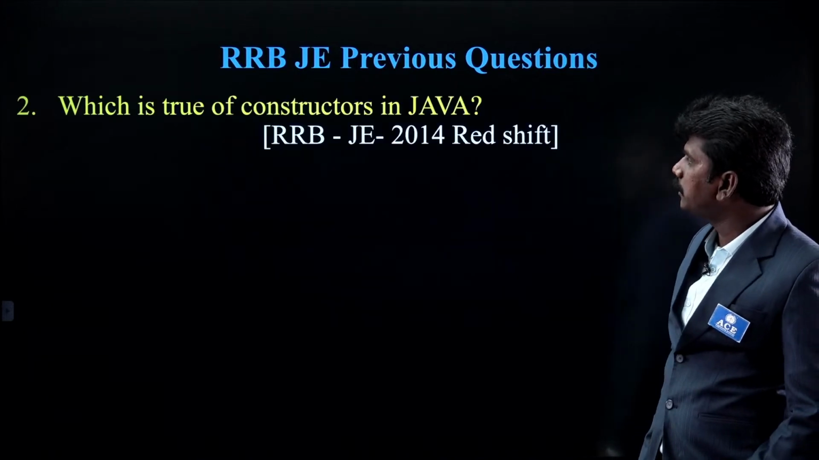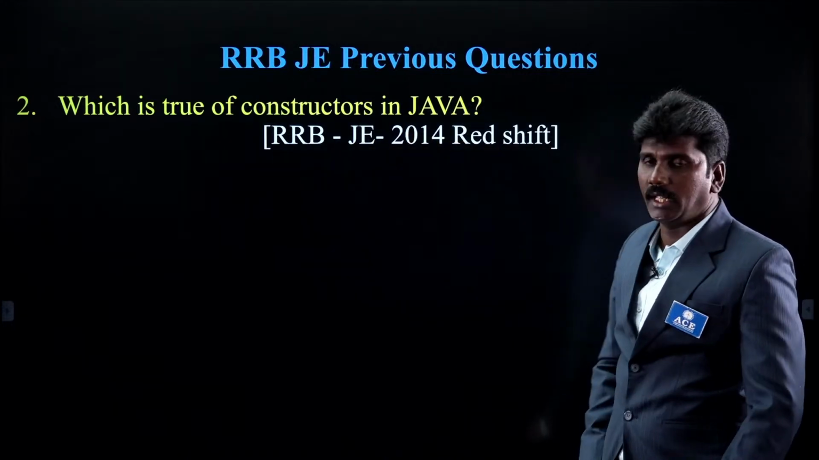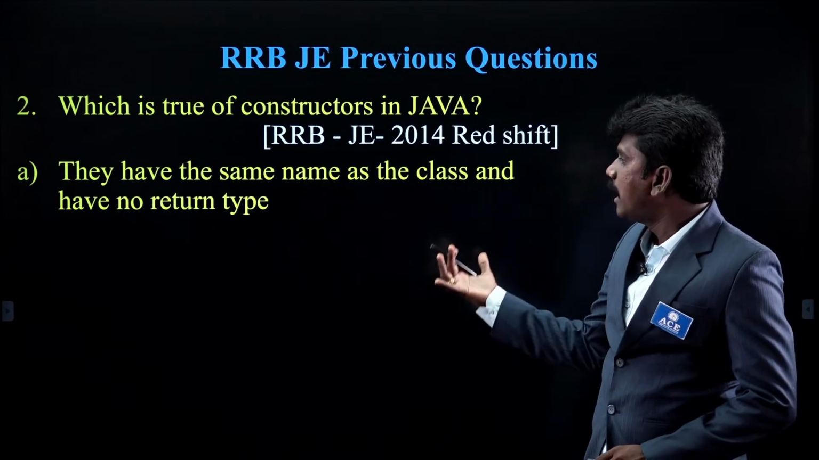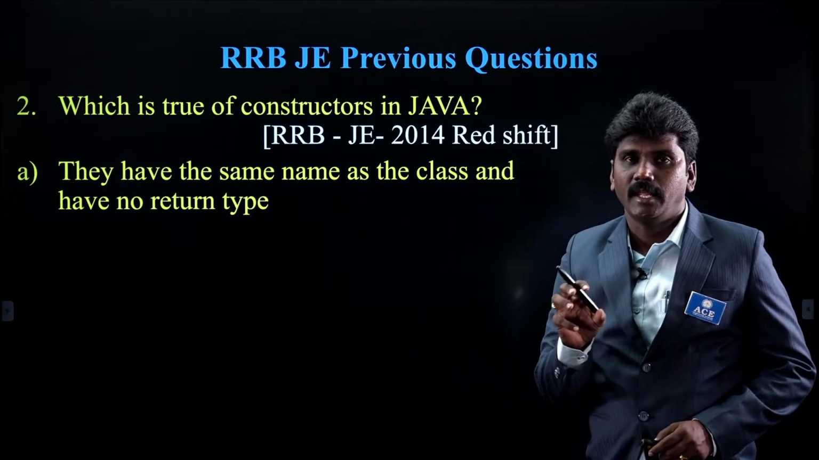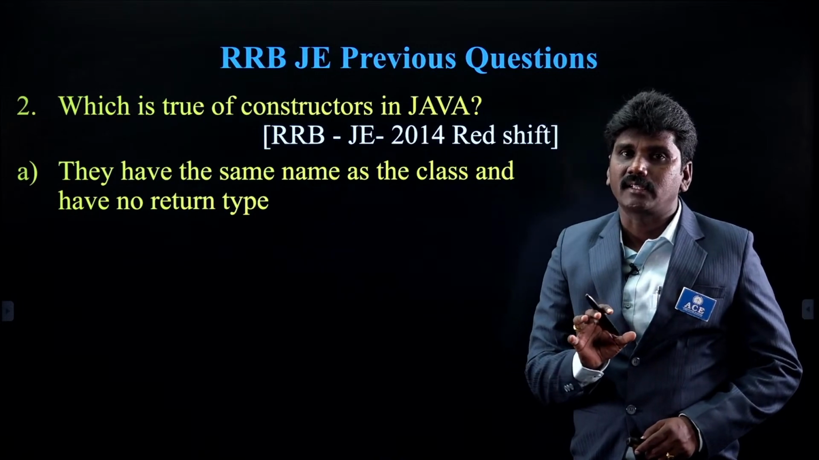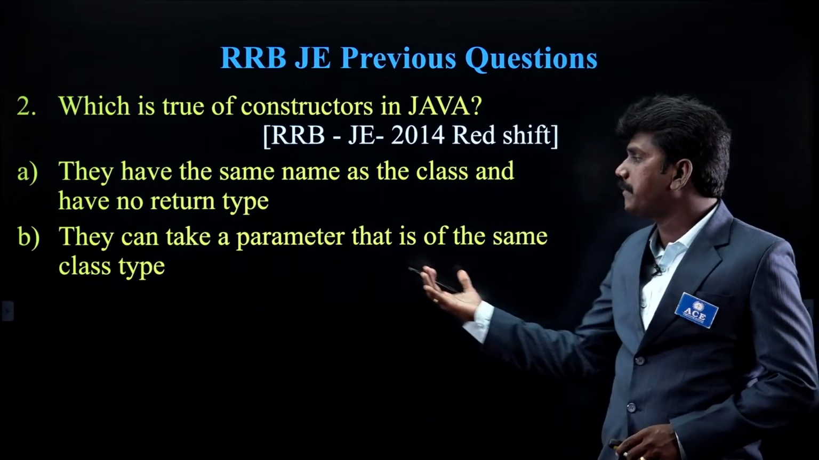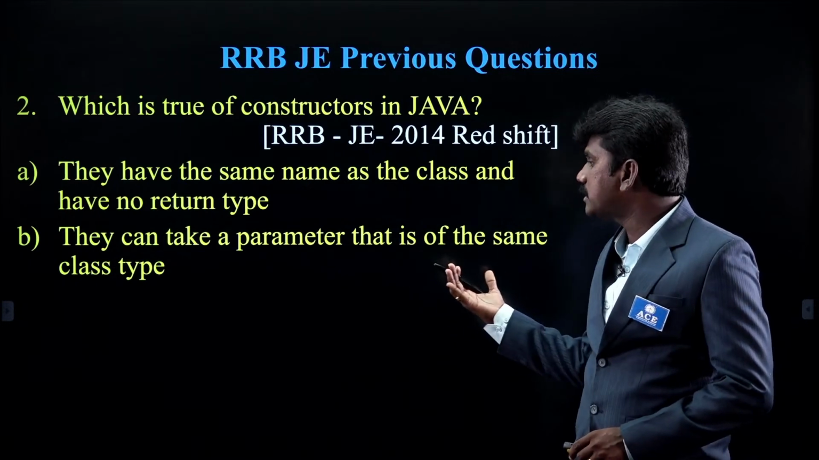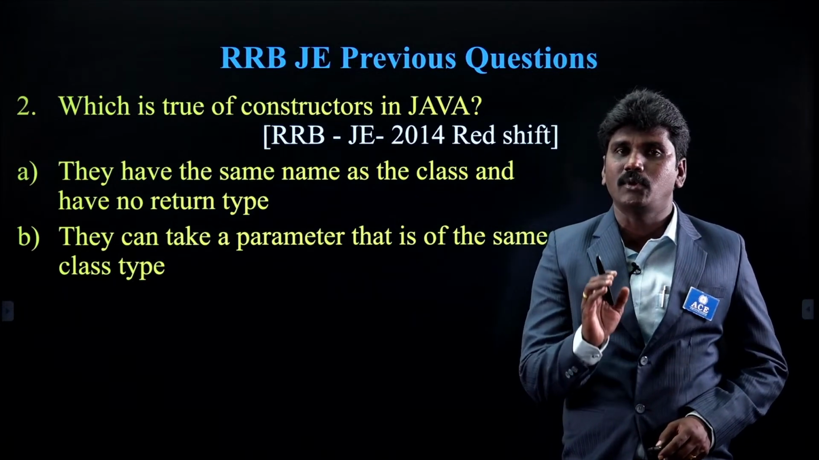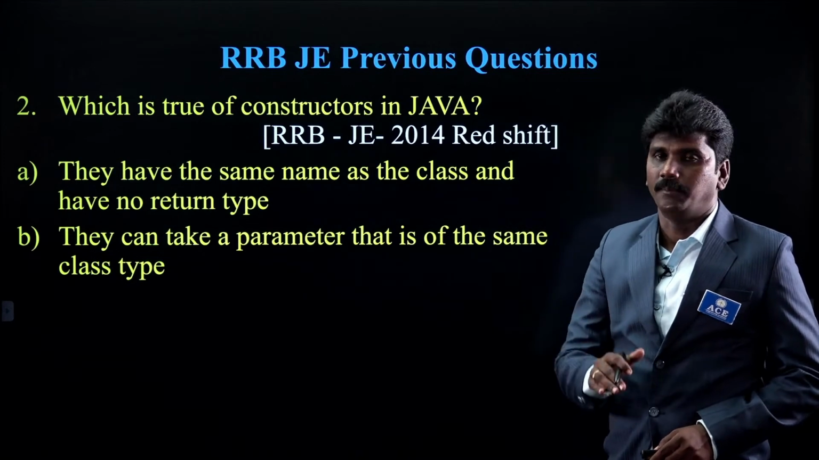Next, one more question related to constructors. Which is true of constructors in Java? RRB JE 2014, Red Shift, they have asked this question. The first option is, they have the same name as the class and have no return type. The constructor name is the same as the class name, and along with the constructor we should not use any return type. Second option, they can take a parameter that is of the same class type. Even while using the parameterized constructor, in the place of parameters, not only primitive types, we can use the class type, the same class type, also as a parameter type.